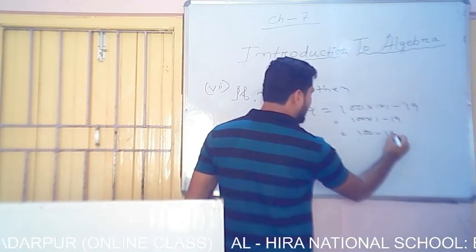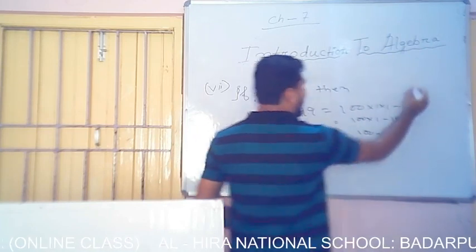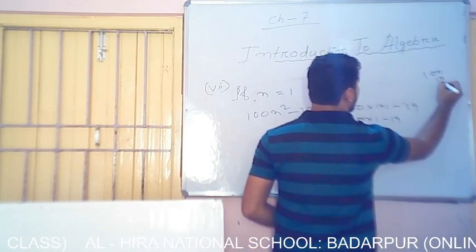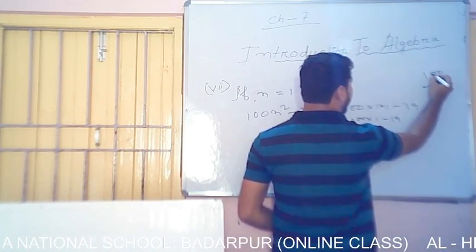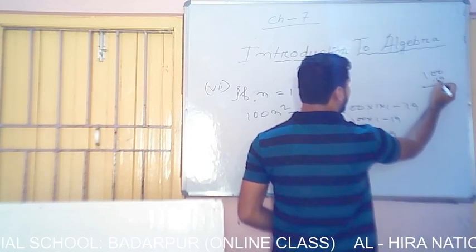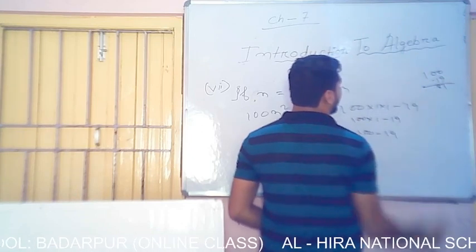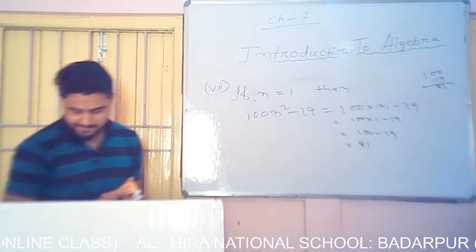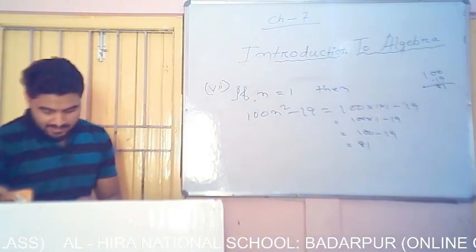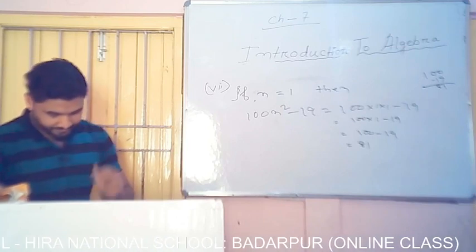100 minus 19. So 100 minus 19, if we subtract, then we will get 10 minus 9 equals 1, and 9 minus 1 equals 8, and here 0. So 81 is the answer.